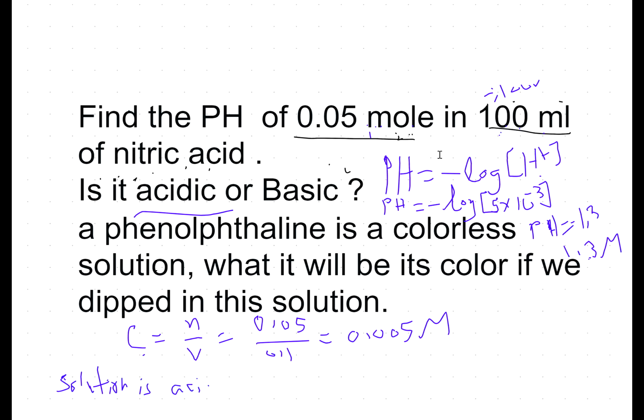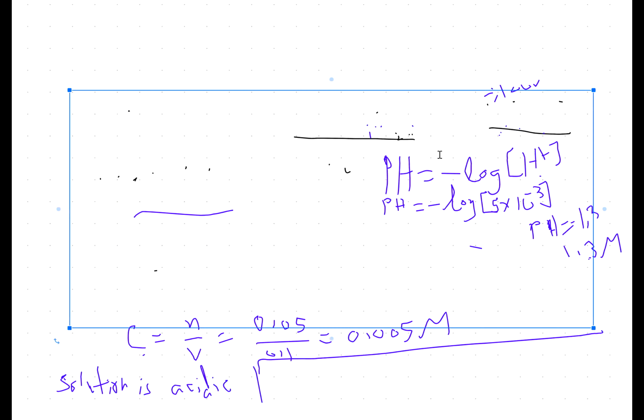Okay, and also the last one. What is the color of phenolphthalein? It's colorless. When I dip it in this solution, it changes into what? Pink. Is it pink or red? Pink or red, yes. It will be pink or red. And when it turns pink or red, this means my solution is basic or acidic? Basic. I mean acidic.